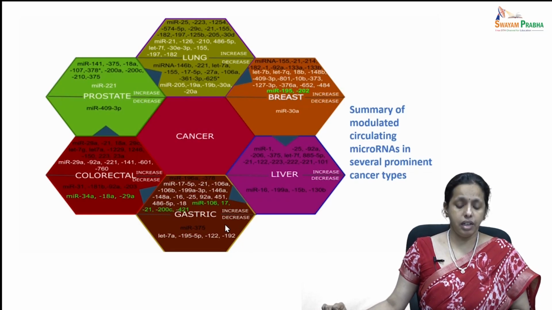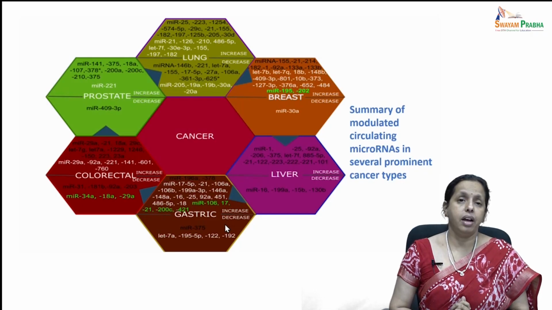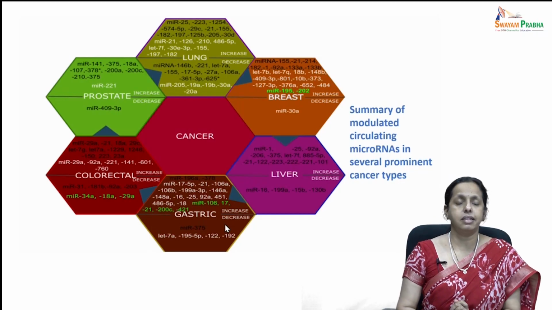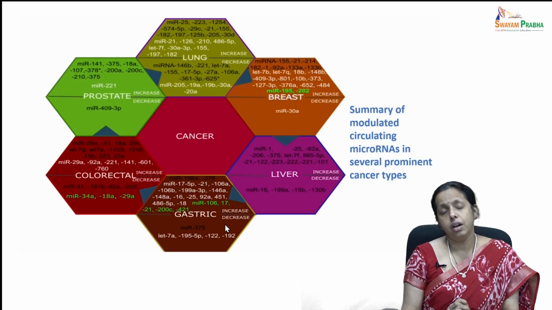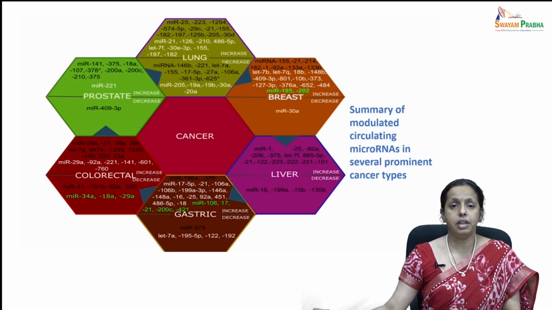So now we can really understand how this modulation of the circulating miRNAs in several prominent cancer types is important. It can be used as a good biomarker, to aid in therapy and during the treatment progress.